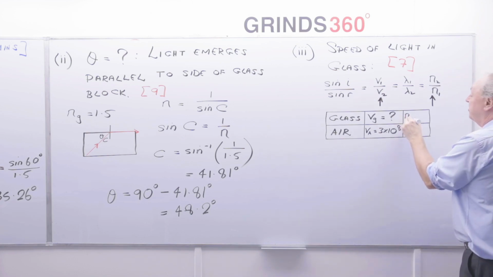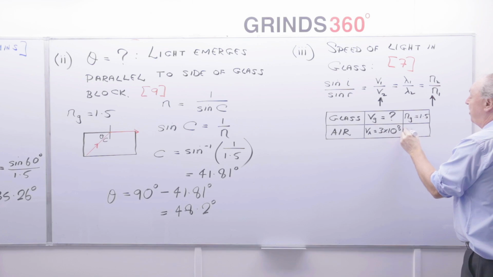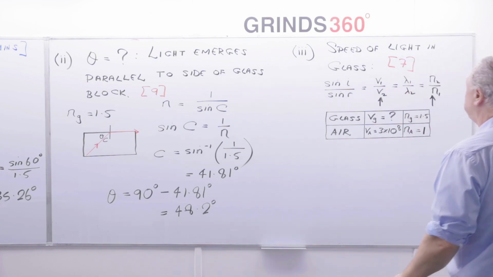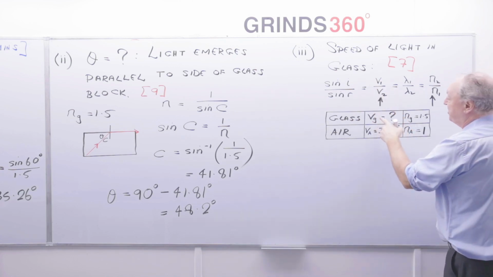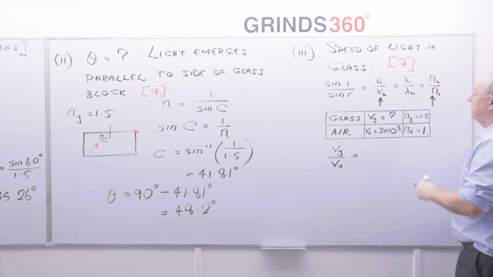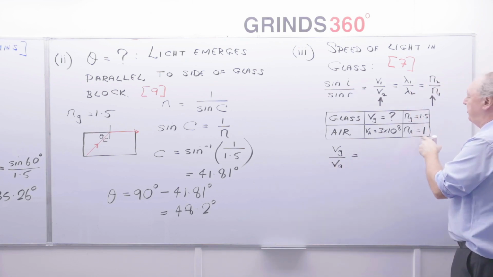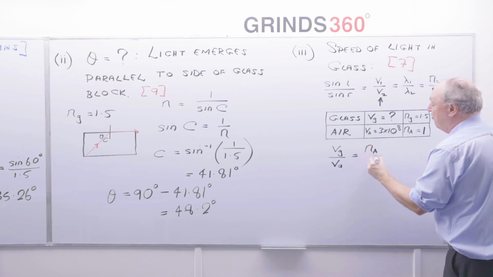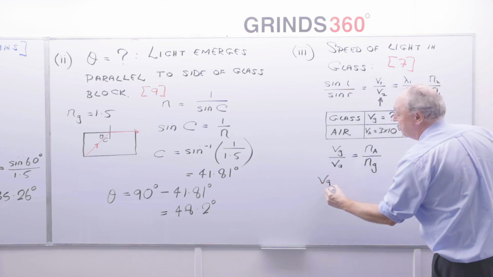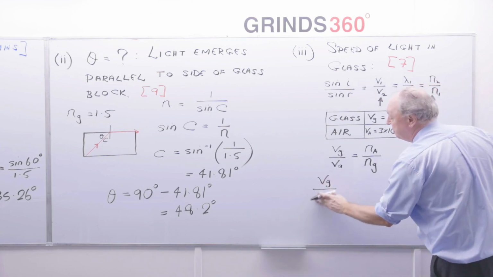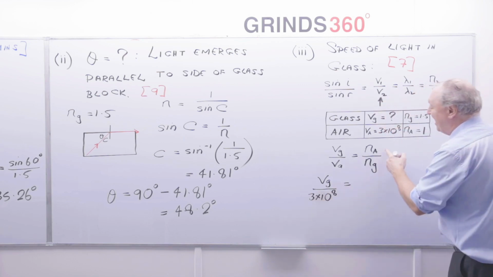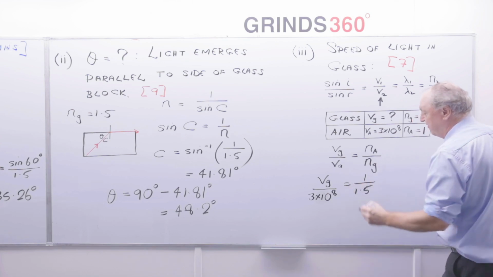So the refractive index of glass is 1.5, and you know what air is automatically. It's 1. So now apply your formula. It's going to be V1 over V2, or in this case, VG over VA is equal to, and don't forget to turn them upside down, NA over NG. To put my numbers in, VG is what I'm looking for, over VA, which is 3 by 10 to the power of 8, is equal to NA, 1, over 1.5.